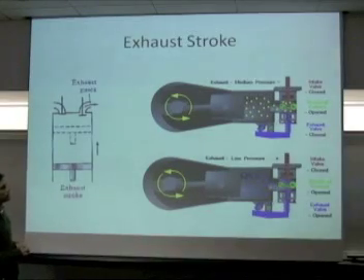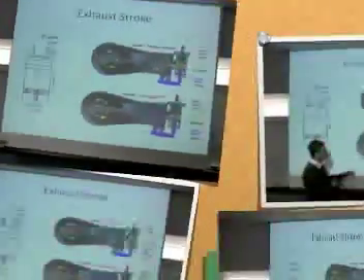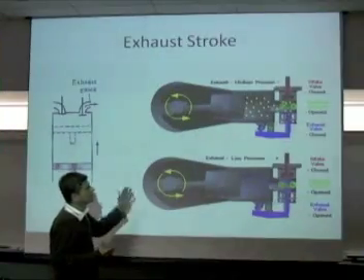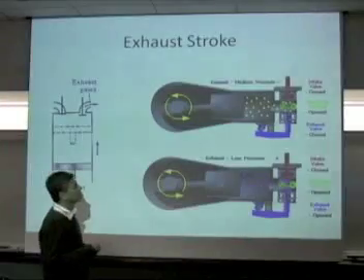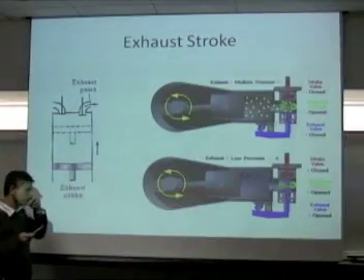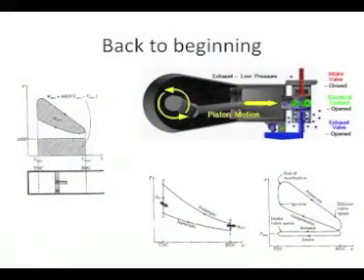So this is basically the four aspects of the cycle. We've got the intake, the compression, the combustion, and then the exhaust. So all four constitute one cycle. That's why it's called a four-stroke engine.